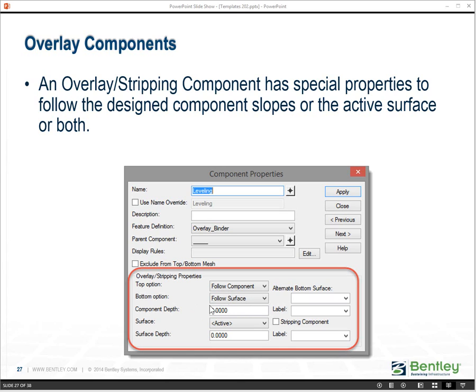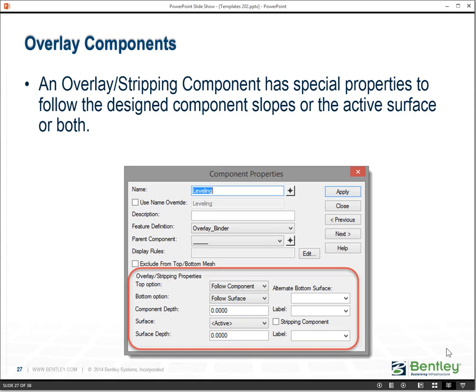Basically, though, the component depth means wherever you set that component based on a profile, and let's say we have a PGL located 12 feet at 2% minus, then it'll follow that down, basically parallel, whatever depth you set below the top of the component. The other option is that we can follow the active surface or a specified surface name, and that simply parallels that active surface if you give it a depth.